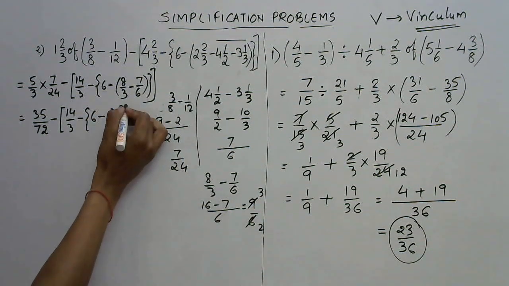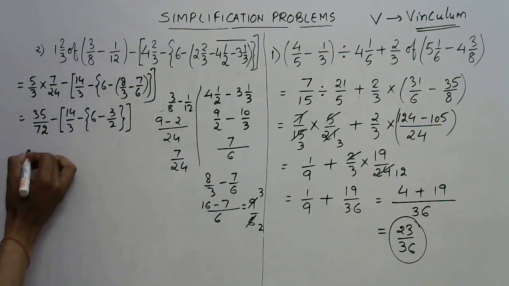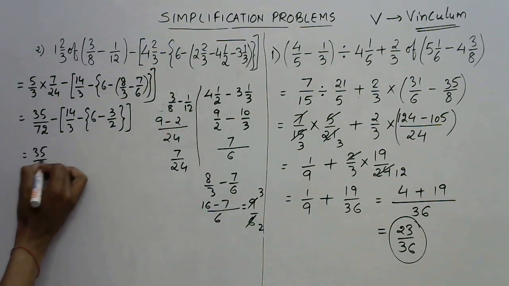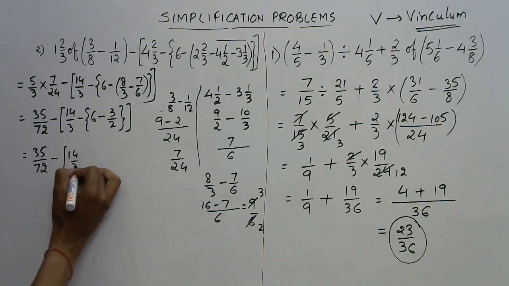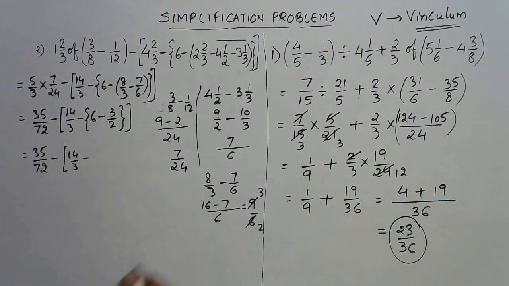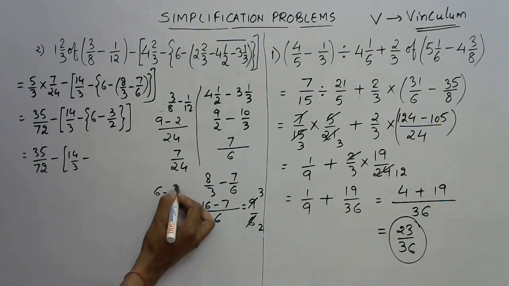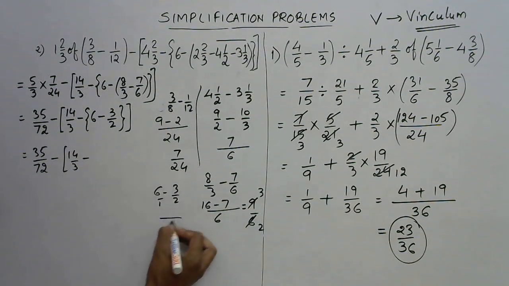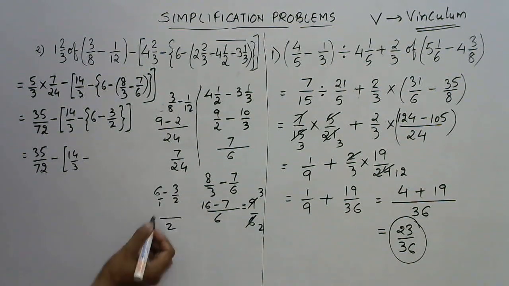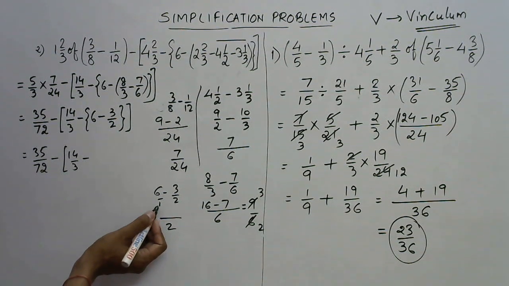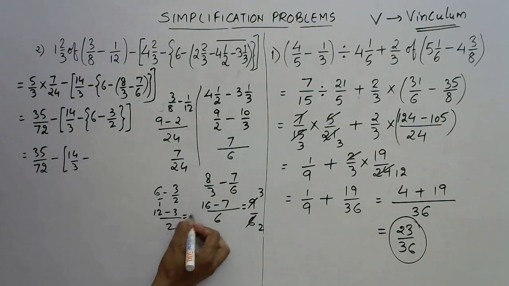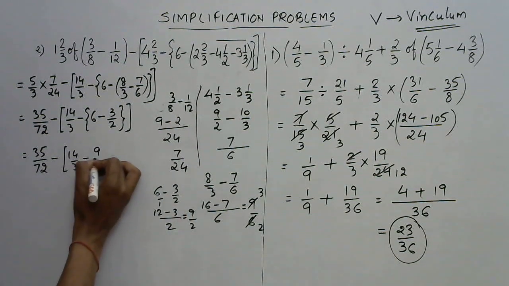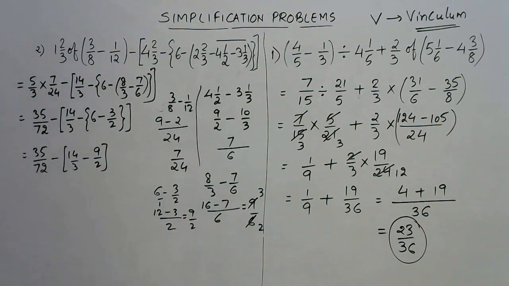So we have now got rid of the simple bracket. So let's now get rid of the curly bracket also. So 14/3 minus, now see 6 minus 3/2. So 2 is the LCM. So if you want to convert this into 2, you have to multiply it by 2. So this becomes 12 minus 3. So this is 9/2. So another step resolved.